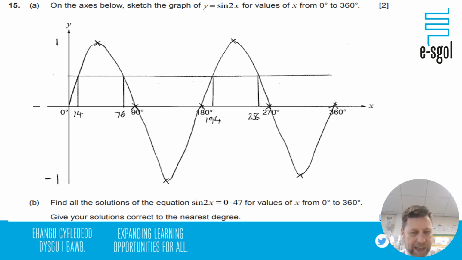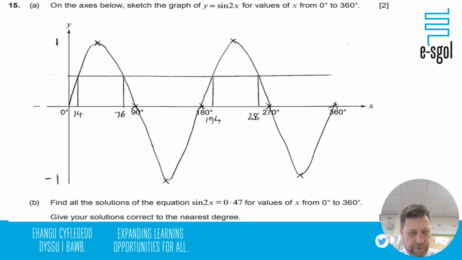And this gives me values of 14 and 76. Now, I say I would teach A level differently, but for additional maths, often they ask you to draw graphs of sine 2x, sine 3x. And that's why I've used this method. So you'll be shown something slightly different for A level. But for additional, draw the graph and then use it, because they want sine 2x equals 0.47.